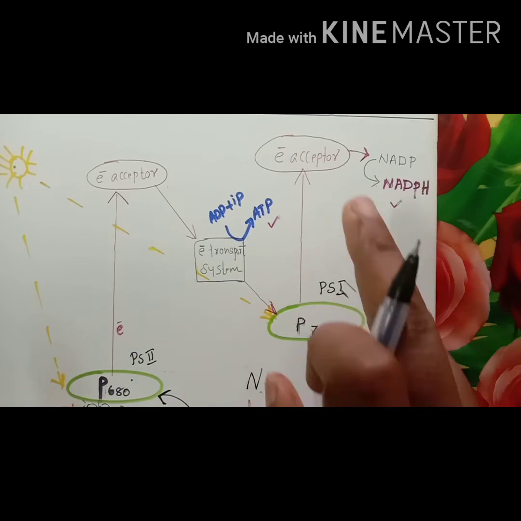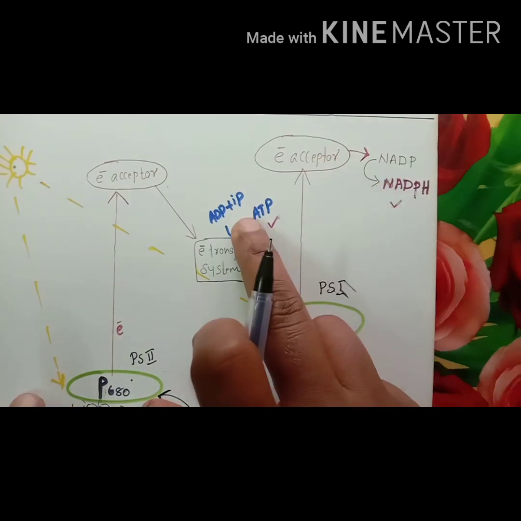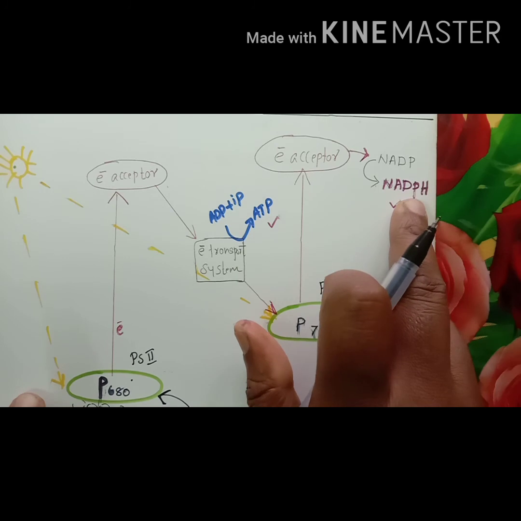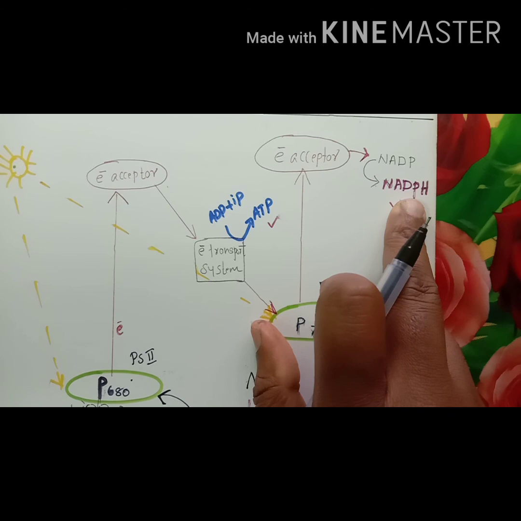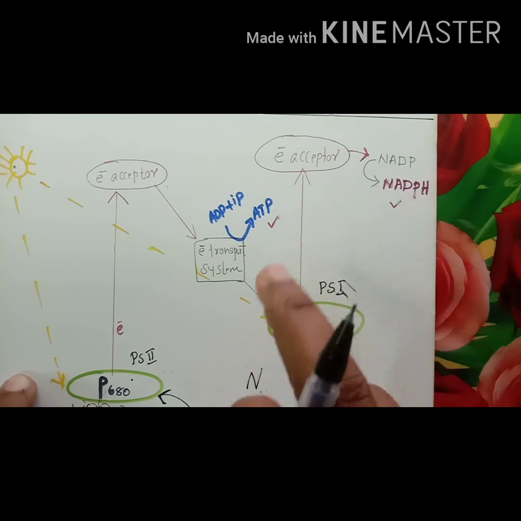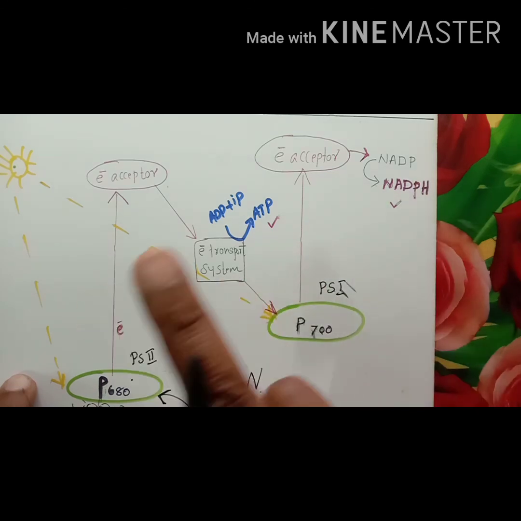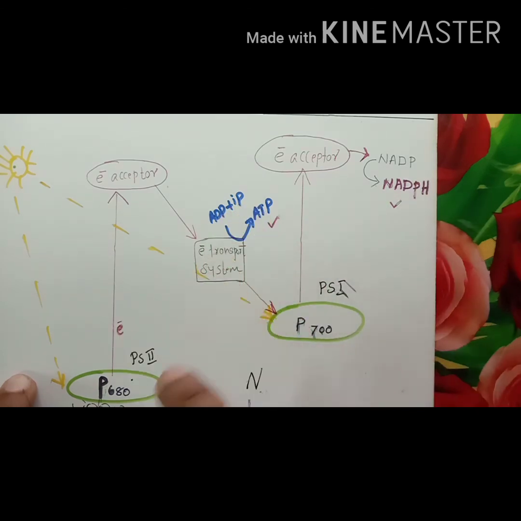And what are the end products which are formed here? Here we know that one molecule of ATP is released and one molecule of NADPH is released. And where does non-cyclic photophosphorylation occur? It can be seen on grana thylakoid, not in stroma thylakoid, because in stroma thylakoid pigment system 2 is absent. So in the case of grana thylakoid we can see this process.